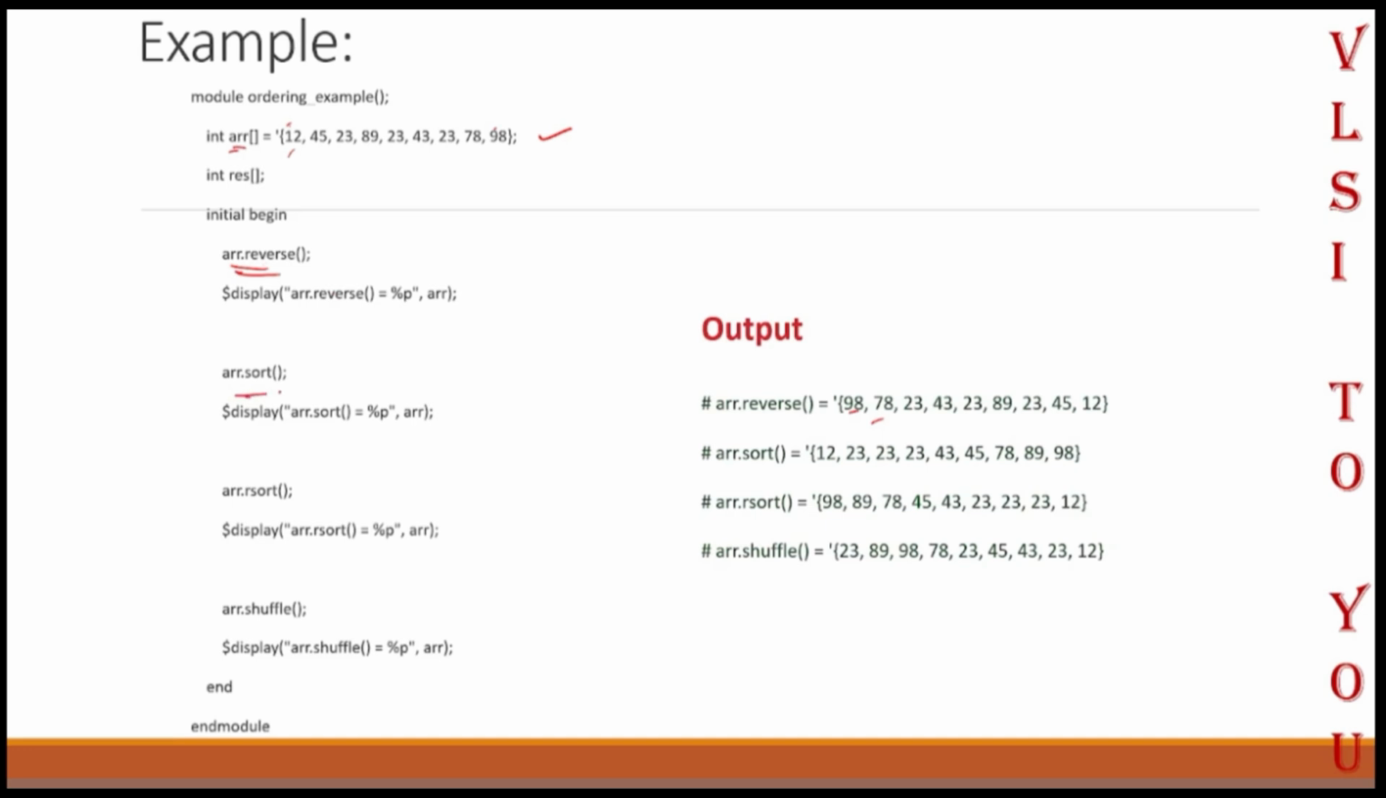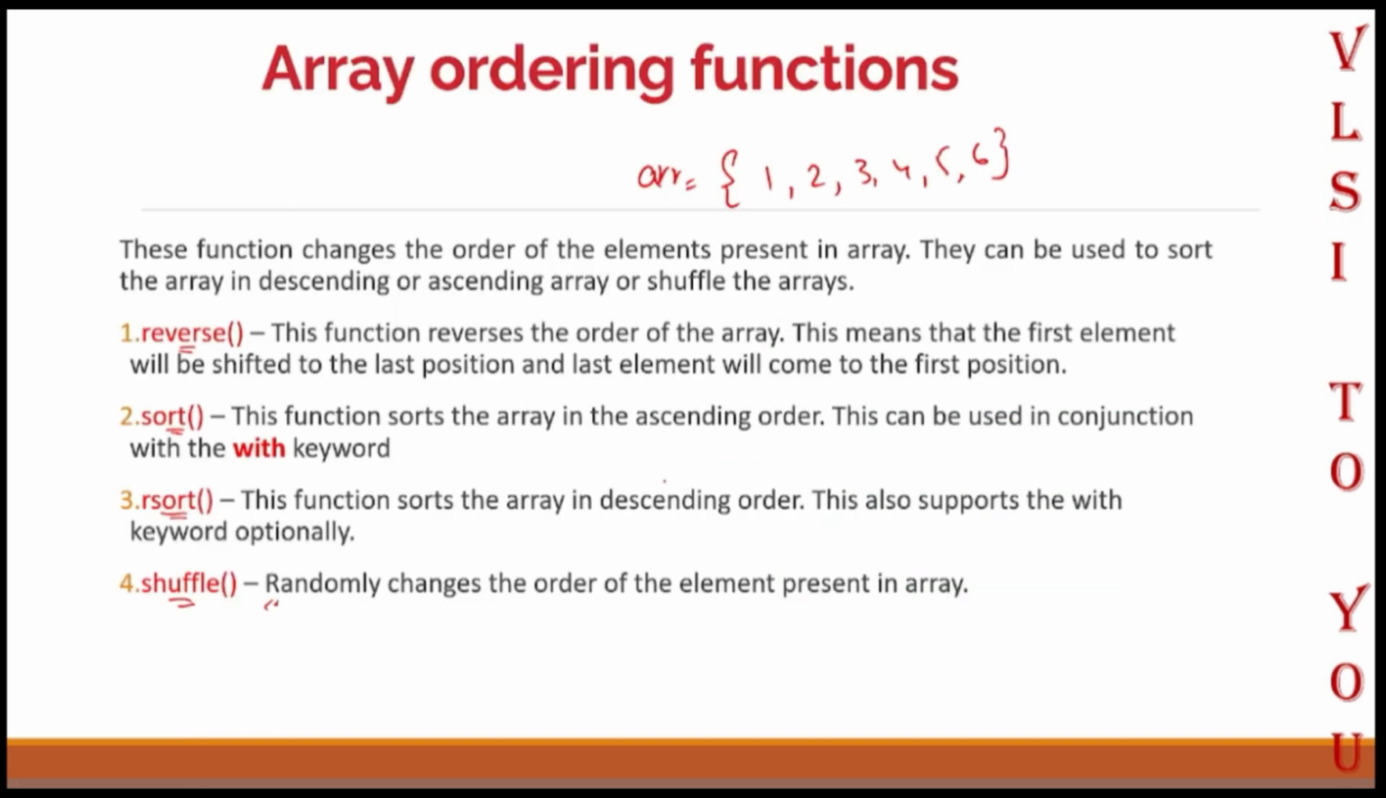Similarly, if you want to sort the array, that means to sort all the elements, you will be using the sort function. Then there is the function to reverse the sorted elements, and the function to shuffle the values. Shuffling means that, although the array is already in a shuffled manner, you can shuffle it in any way you like. This is how you will be using these methods. These are called array ordering functions.